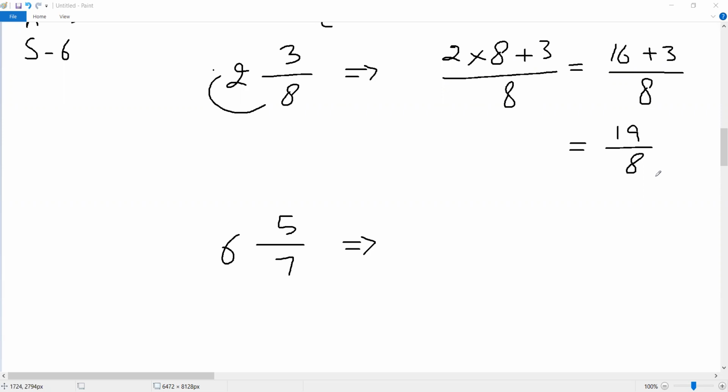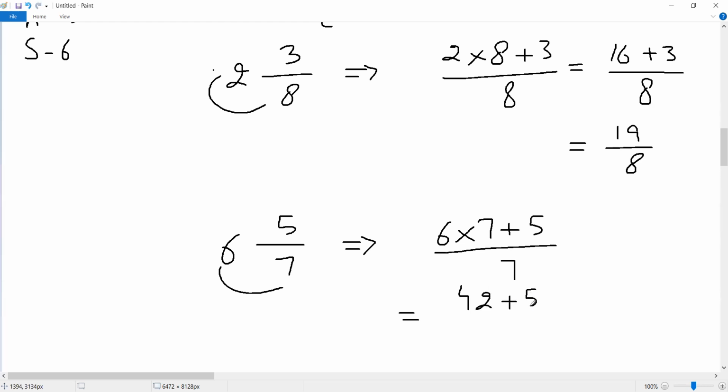Rohan, look here. We multiply 6 and 7. 6 into 7. We multiply these. Then we add 5. So when you multiply 6 and 7, you get 42. Then you add 5. 42 plus 5 is 47. So 47 over 7 is the answer. Got it, Rohan?